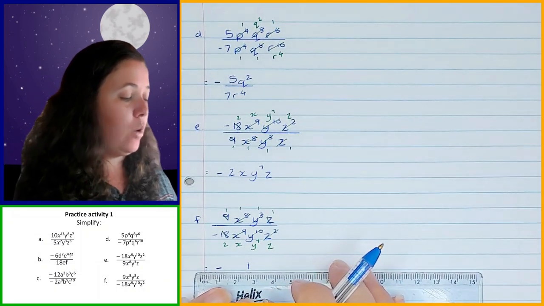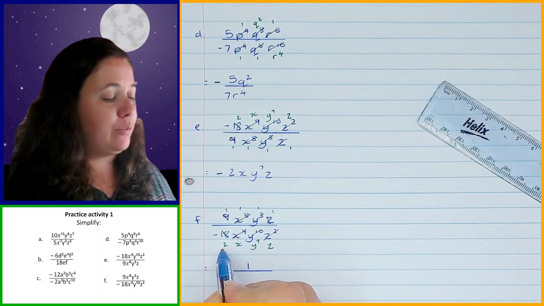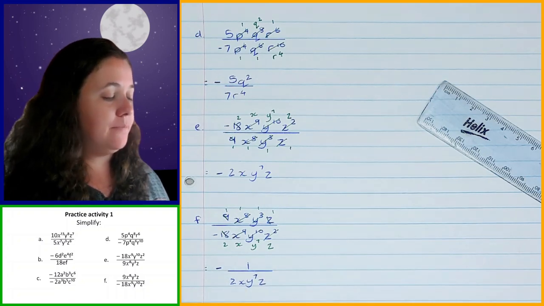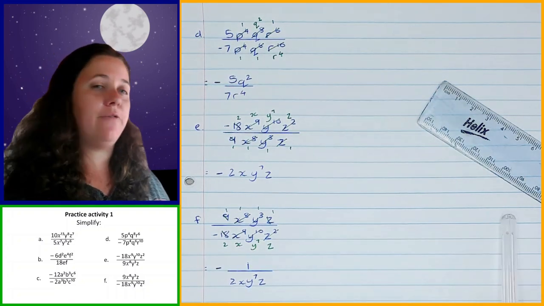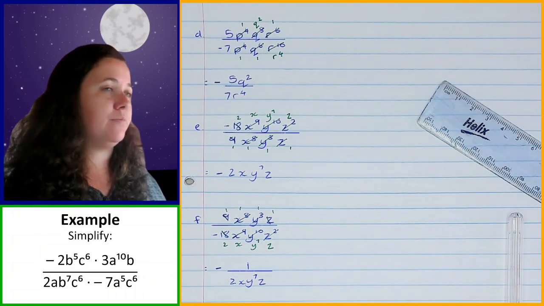Okay, so then I have 1 over, in the denominator, I end up with 2x y to the power of 7z. So that's what you should get for question F. Okay, so now we're going to go on to another example.